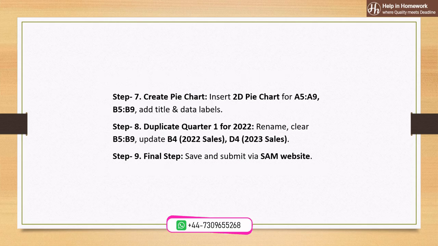Step 7. Create pie chart, insert 2D pie chart for A5, A9, B5, B9, add title and data labels. Step 8. Duplicate quarter 1 for 2022, rename, clear B5, B9, update B4, 2022 sales, D4, 2023 sales. Step 9. Final step, save and submit via SAM website.